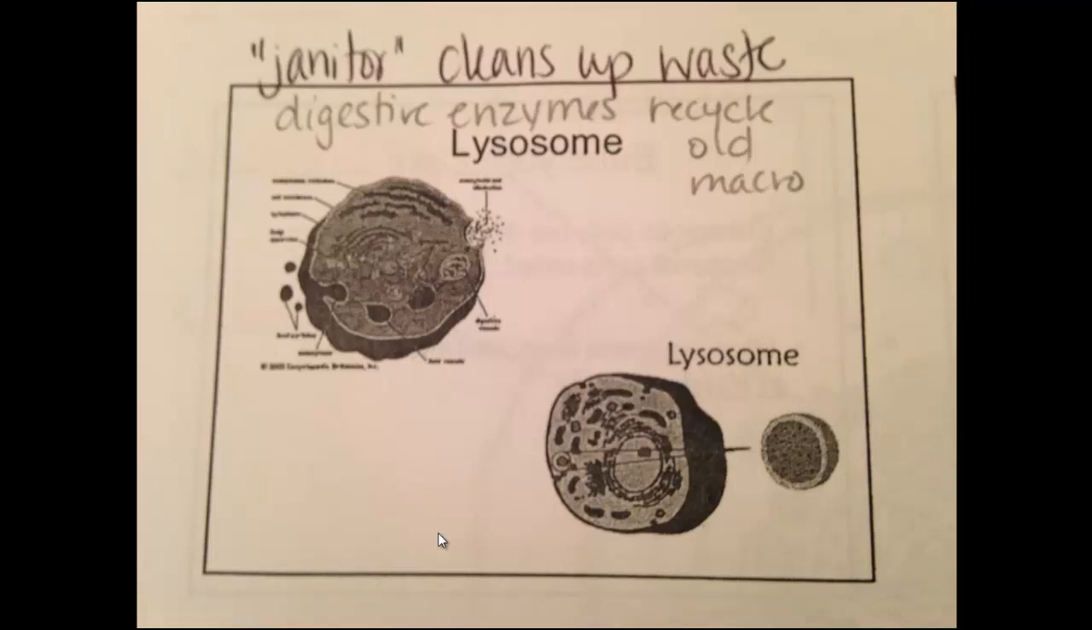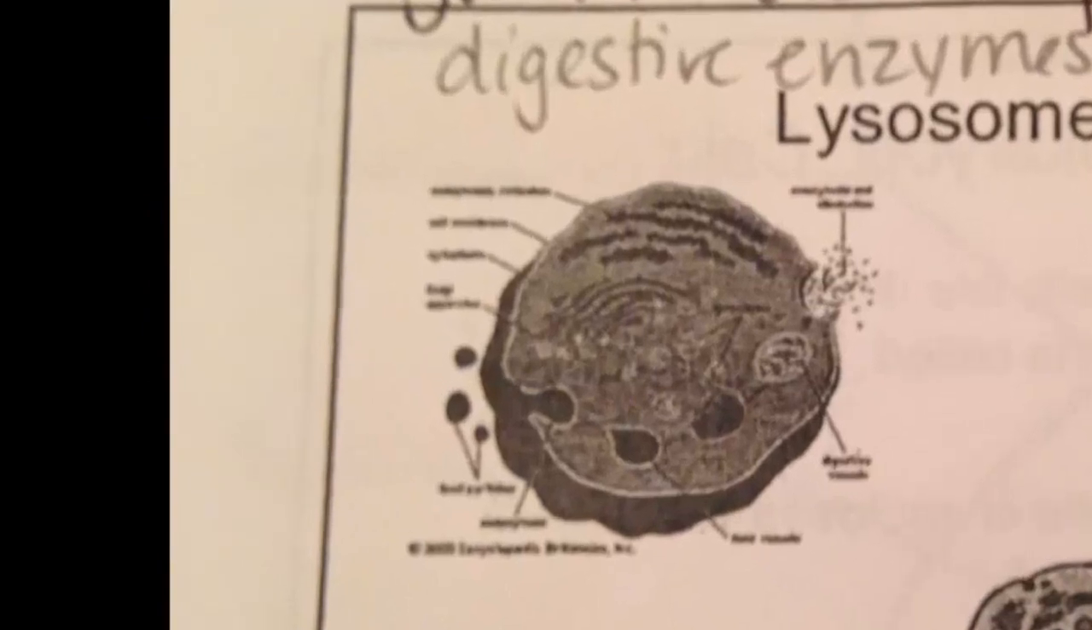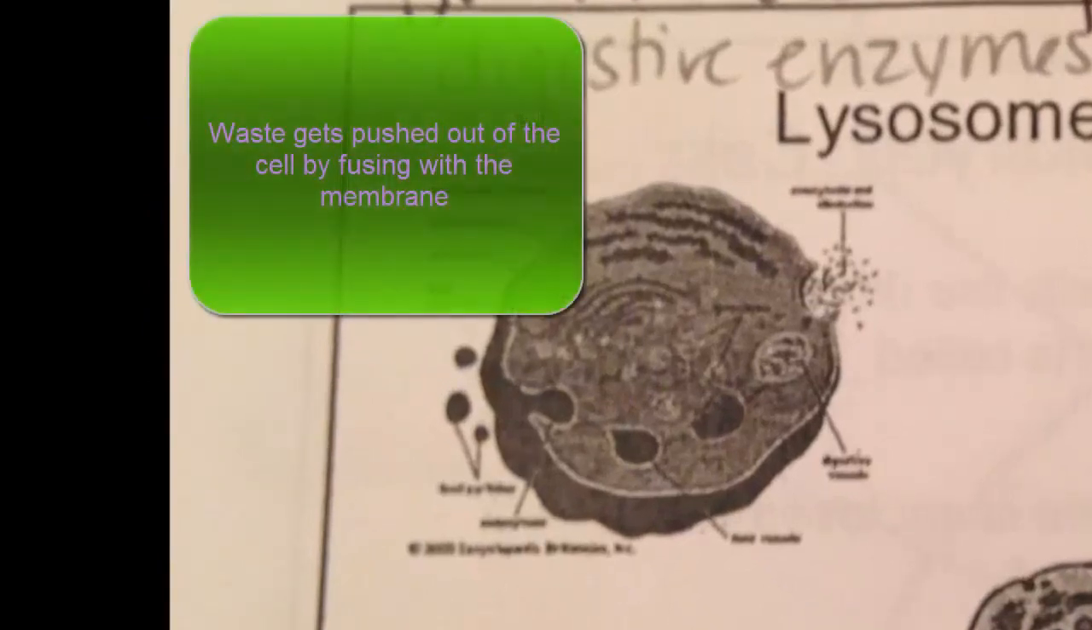Lysosomes are the janitor of the cell. They clean up the waste. They have digestive enzymes on the inside that help to recycle the materials. Most of them are going to be old macromolecules. It's also able to butt right up against the cell membrane and then expel the waste on the outside of the cell, because we don't want the waste building up on the inside of the cell.